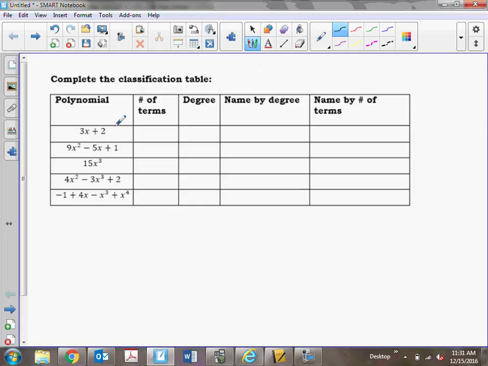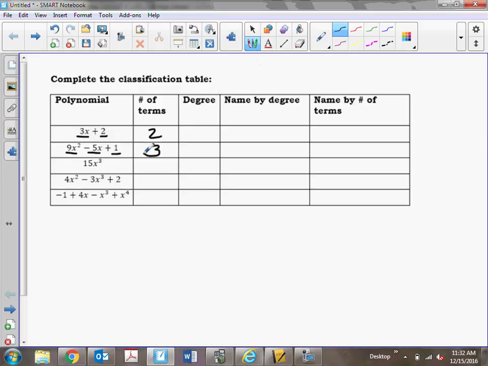So if I take a look at the first one, it's 3x plus 2. So I have a 3x as one term, and then that 2 as a second term. So there are two terms in this polynomial. If I take a look at the next one, it's 9x squared minus 5x plus 1. Well, 9x squared is a term. That negative 5x is a term, and so is that 1. So there are 3 terms in this polynomial.